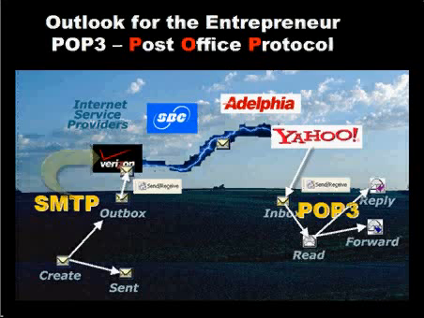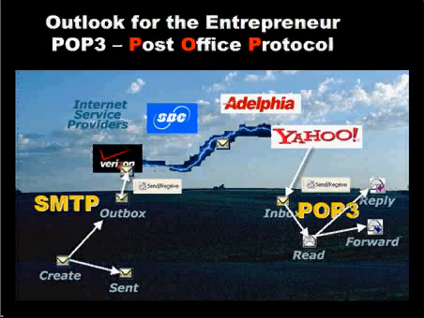Then that Verizon post office sends it electronically over to the recipient's post office, for example, Yahoo or Adelphia or SBC or any of the myriad of others. When the recipient hits their send receive, Yahoo sends it down to their inbox and then removes it from Yahoo. Very similar to traditional mailbox protocol.